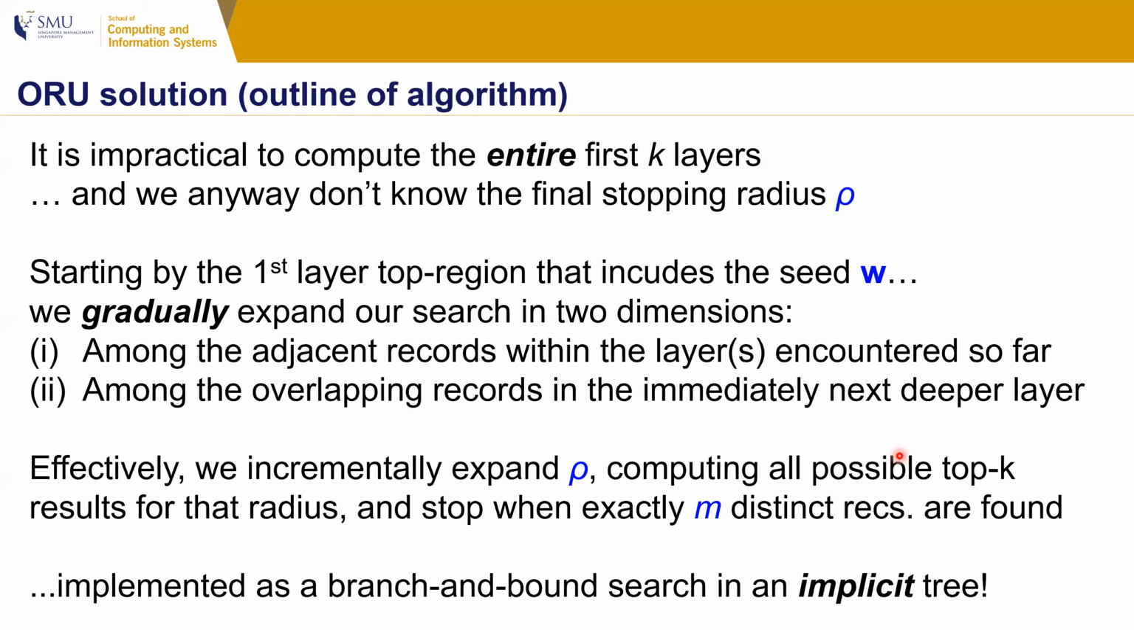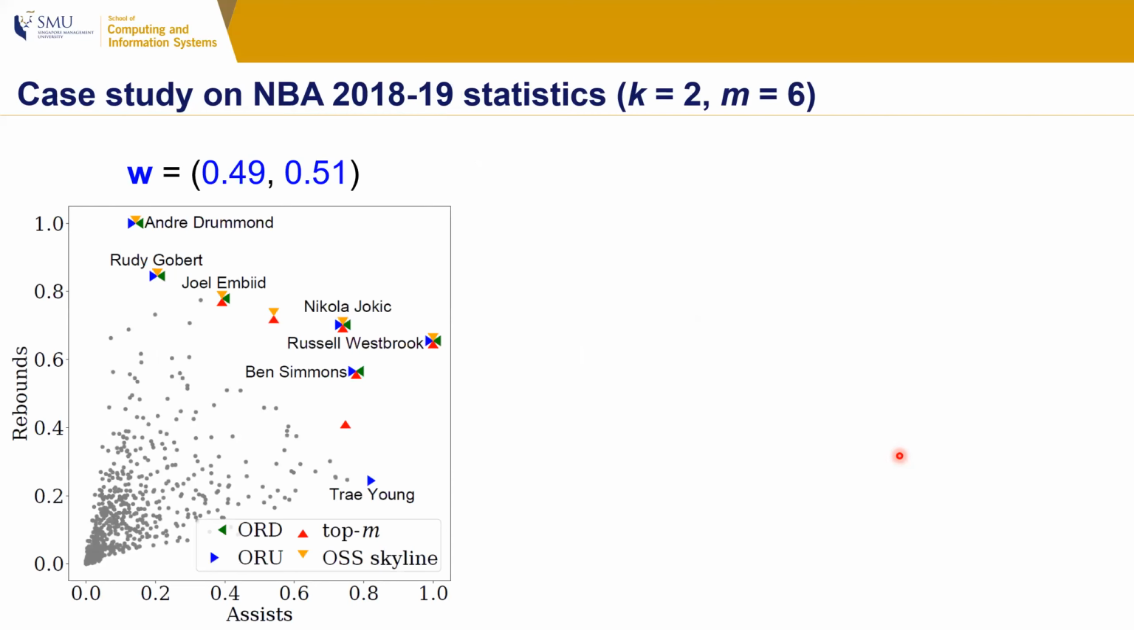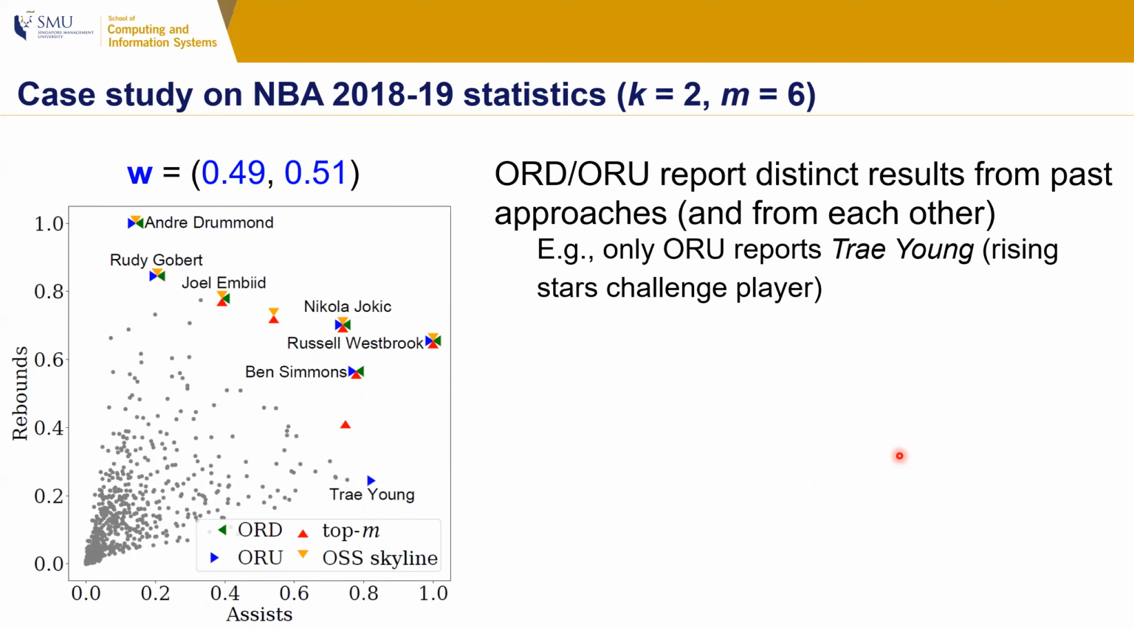And we actually implement this as a branch and bound search in an implicit tree that we are constructing on the fly. That implicit tree's nodes are effectively top regions in various layers. We have done some case studies which show that the results of ORD and ORU are different between our two operators, but also very different from existing operators like standard top M or some versions of Skyline.